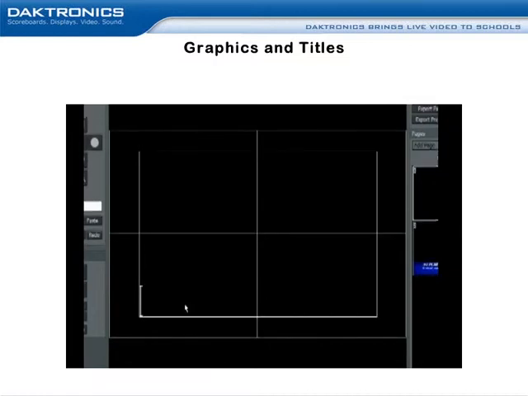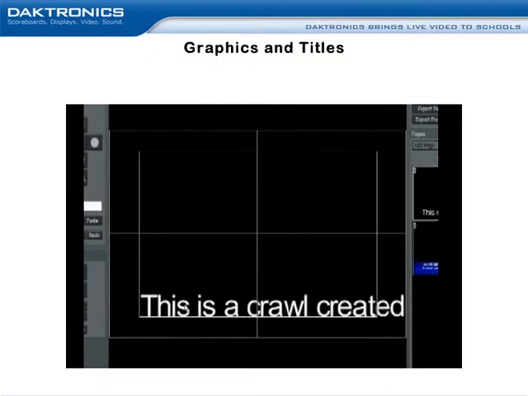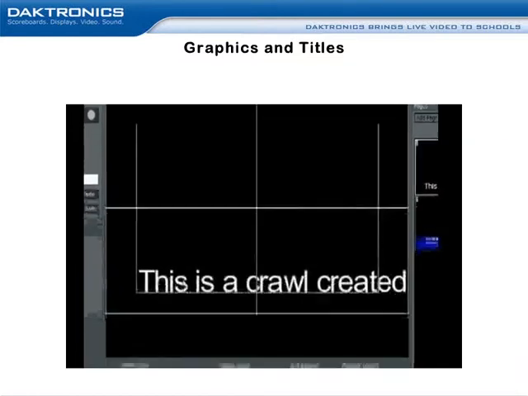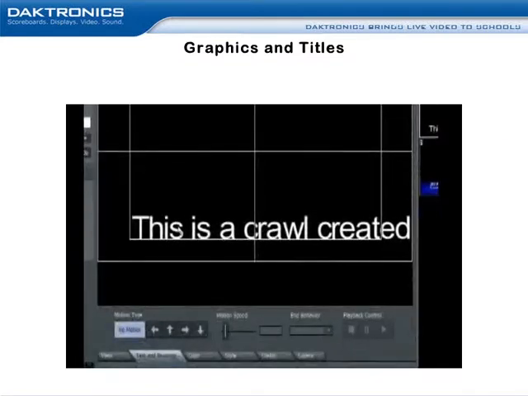Now I'm ready to type out my text. This is a crawl created with the NewTek TriCaster using the Edit Text application. Now, right below down here, I can select the motion type, no motion, or which way it's going to be traveling. I want this to travel from right to left.